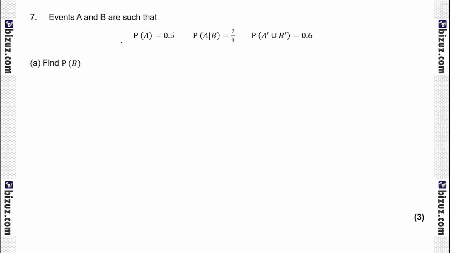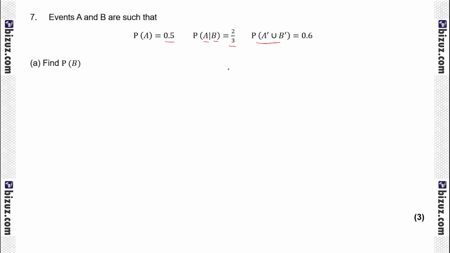Last question, question number 7. Events A and B are such that the probability of A is 0.5, the probability of A given that B happens is two-thirds, and the probability of A prime union B prime, so either A prime happening or B prime happening, either both of them or either of them, that probability, the probability of their union, is 0.6. The first question is to find the probability of B.